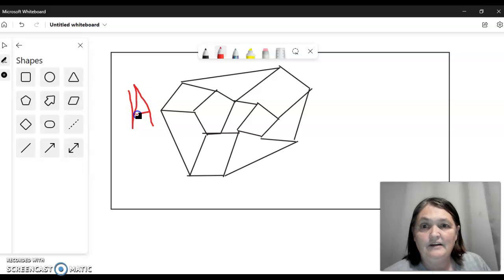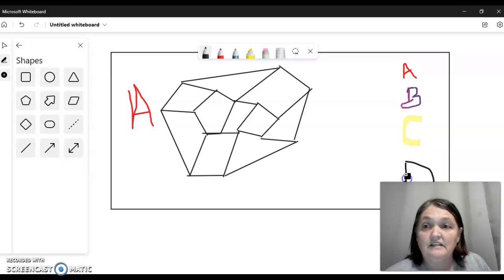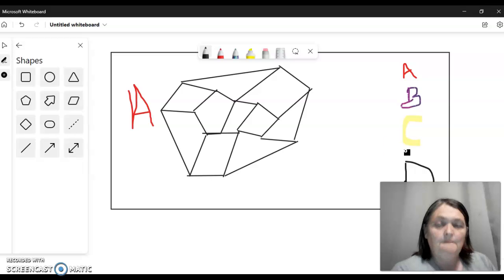Okay, that means none of these can be A. Maybe I'll put it over here. So we could have color A, color B, color C, and I guess I'll do this one, color D. There's probably a way to change these colors, and I just don't know. But we're going to do this with dots. Okay, so none of these can be A.